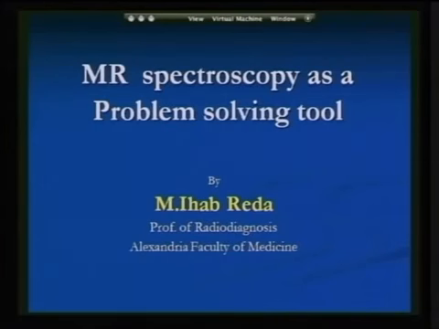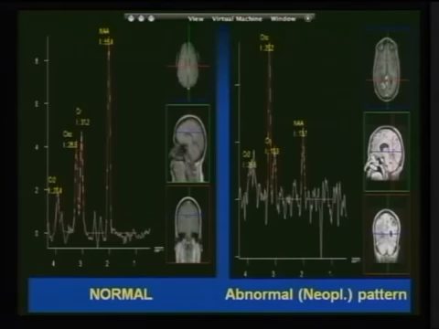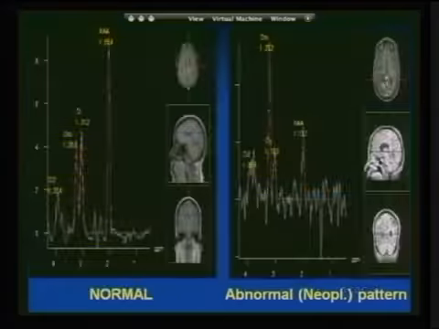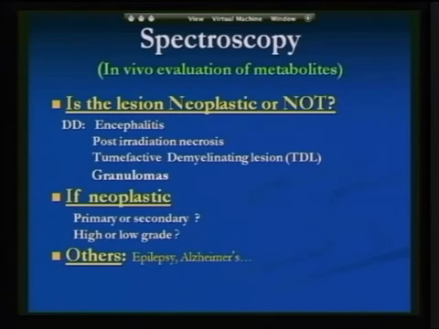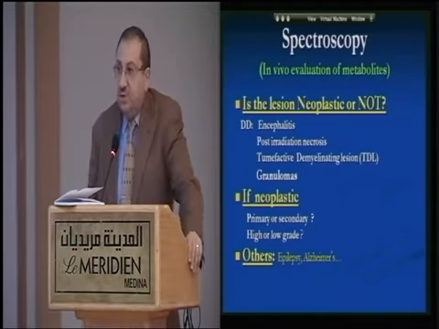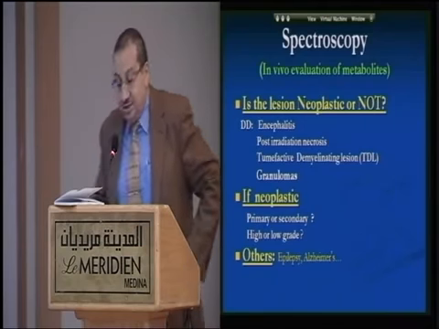We will try to present the experience of Alexandria School of Radiology in the domain of the advanced neuroradiology package. In fact, we started to use this package about 4 years ago. Globally, MR spectroscopy is used as a method to evaluate the metabolites in the body in vivo. We have to answer some questions.